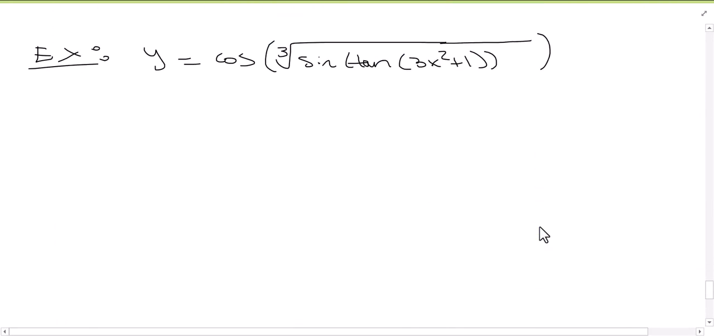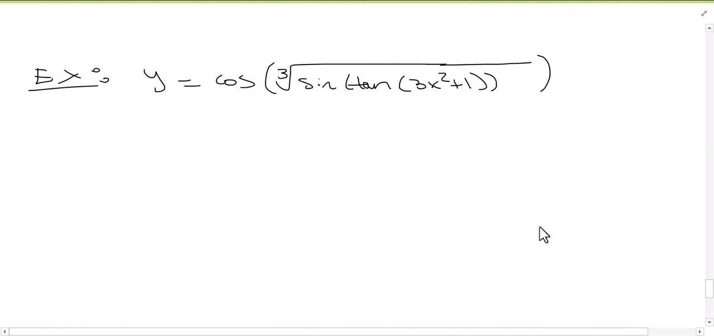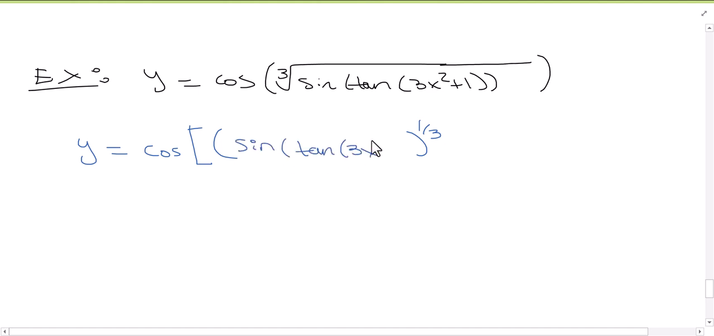So here, how many functions do you see being composed? Because then that's going to tell you how many products you're going to have, how many derivatives you have to take. And so one of the things that I will do is rewrite it. So I would say y is equal to cosine of, what's this? So I have a cube root, so that's going to be to the third. So stuff to the 1/3, and then I have sine of tangent of 3x squared plus 1.